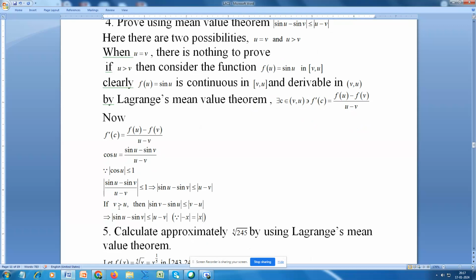If v greater than u, then you write u for v and v for u. So we have the relation modulus of minus x equal to mod x. So replace v for u, and that means you take minus common, sin u minus sin v, u minus v, because modulus of minus x is mod x. That's enough.